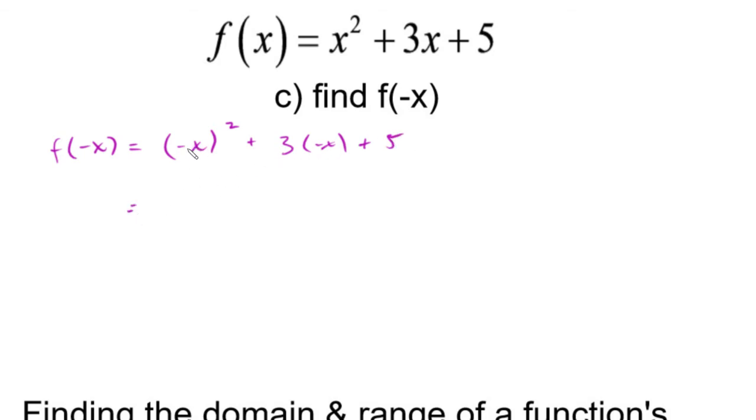So, negative x times negative x is a positive x squared. And then your 3 times a negative x is a negative 3x. And that can't simplify anymore. This is a plus sign. I know it doesn't look like it, but it is. All right.